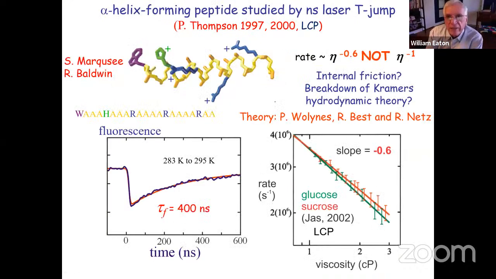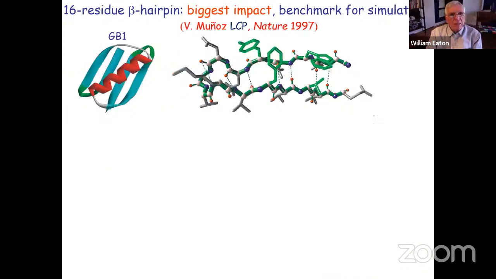So in Kramers' hydrodynamic theory, the rate should be inversely proportional to the first power. So could this be internal friction, something that we raised in a conformational relaxation study with Eaton Ansari many years earlier, or was it actually a breakdown of Kramers' hydrodynamic theory, where there's an assumption that the water relaxation keeps up with the barrier crossing? It turns out from theory and simulations by Peter, Robert Best, and Roland Netz several years later that the fractional exponent actually comes from a breakdown in Kramers' theory.